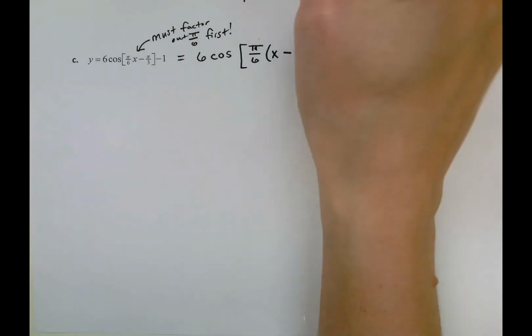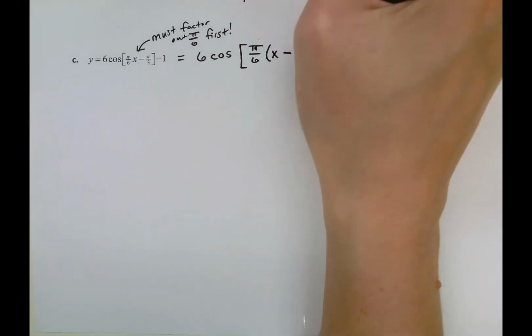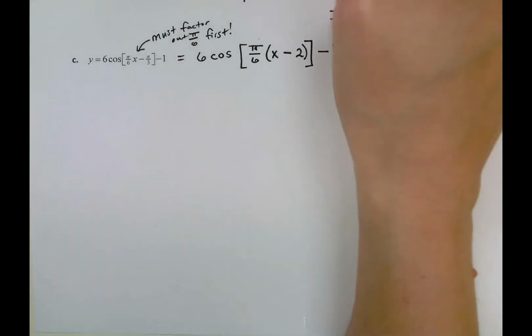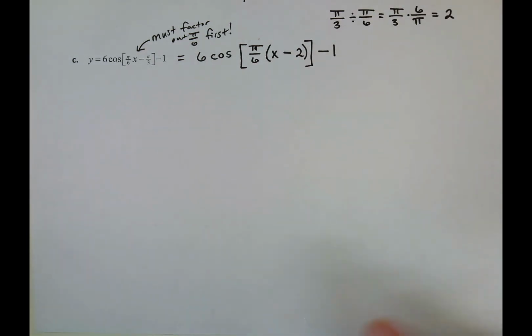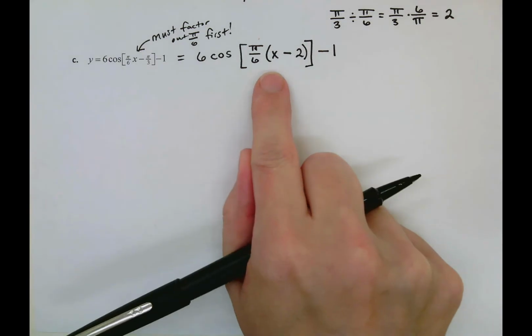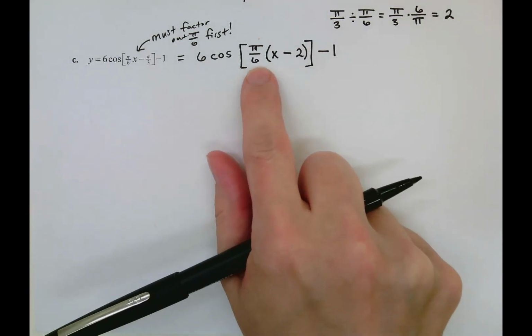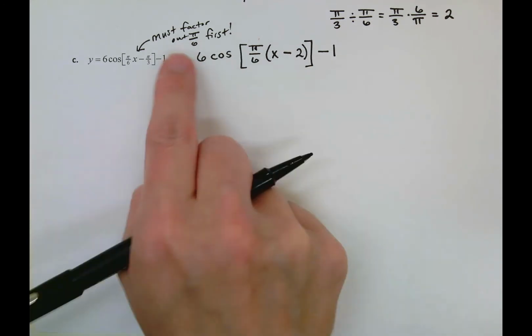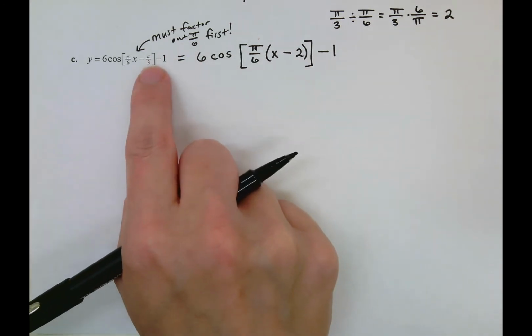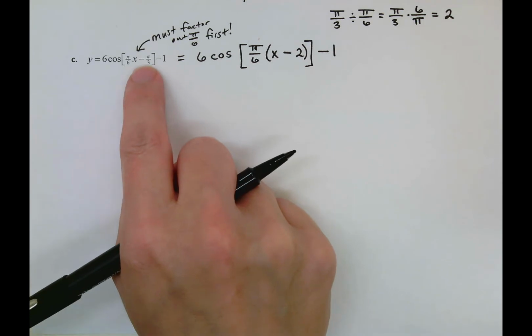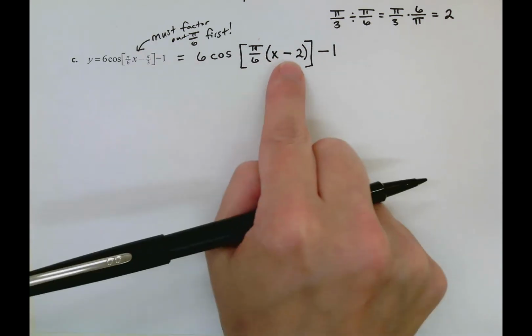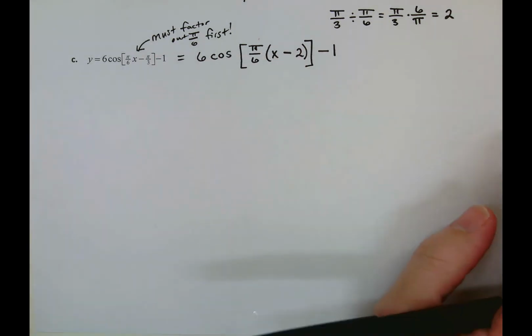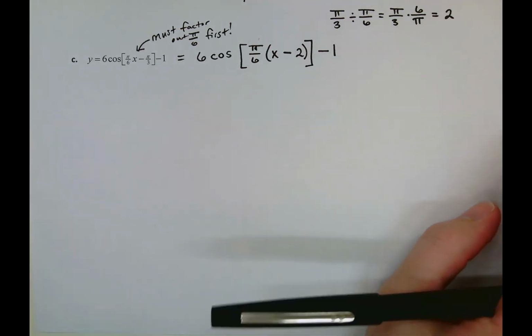Okay, so that's what we have left over in our parentheses, x minus 2, and then we have that vertical shift on the outside. So you can always check to make sure that you did it right, because if I then redistributed this back in, would pi over 6 times 2 be pi over 3? And in fact it is. So our phase shift is not pi over 3, our phase shift is actually 2. Not 2 pi, just 2. Okay, so let's see how all this works out.